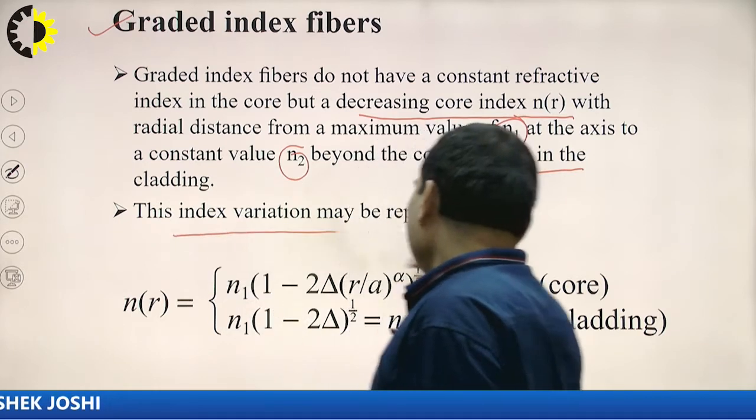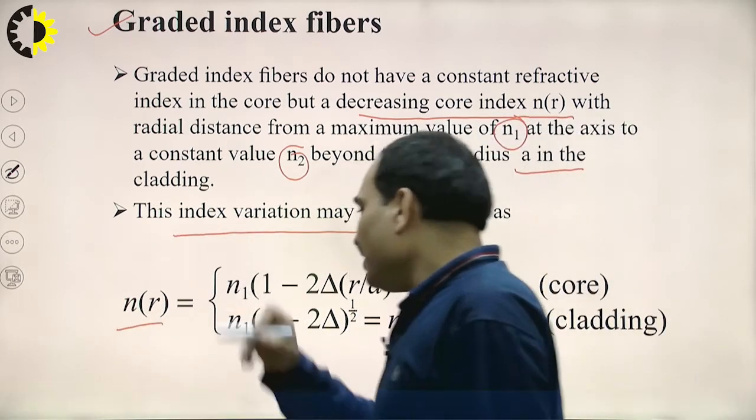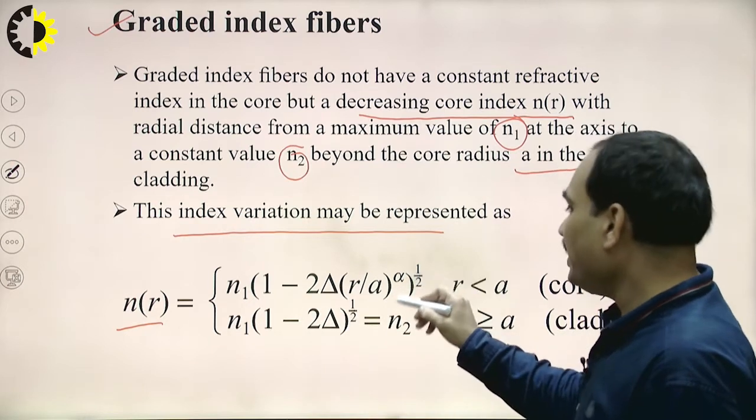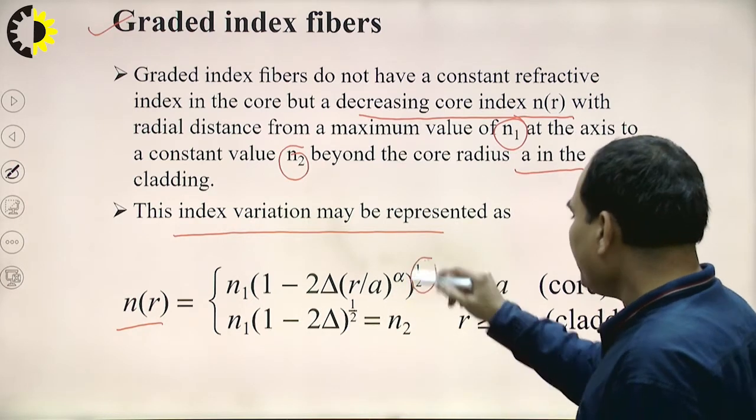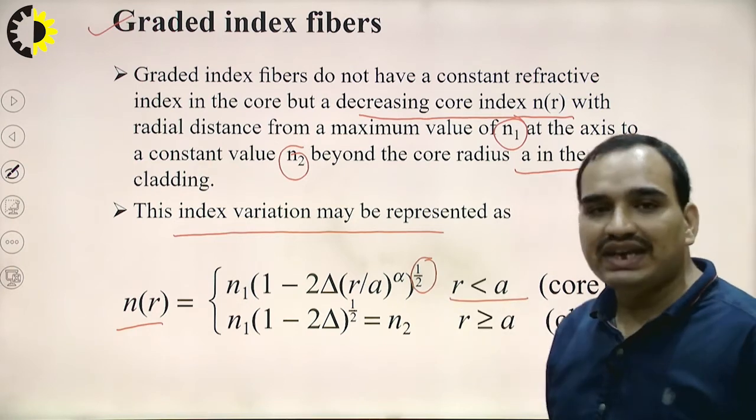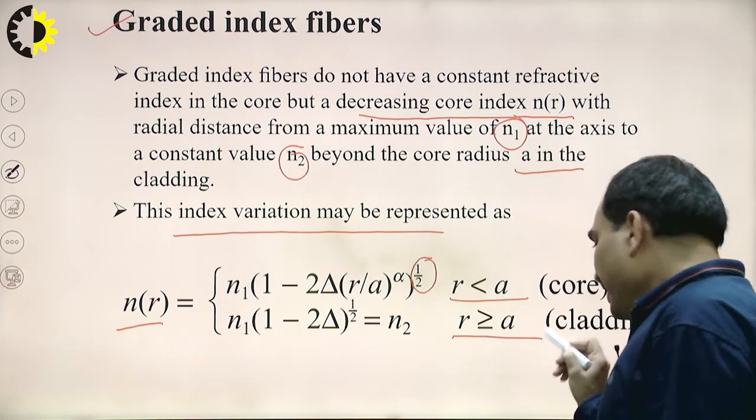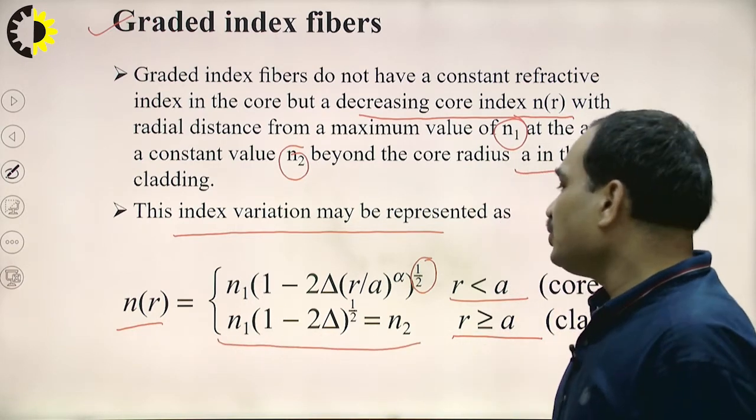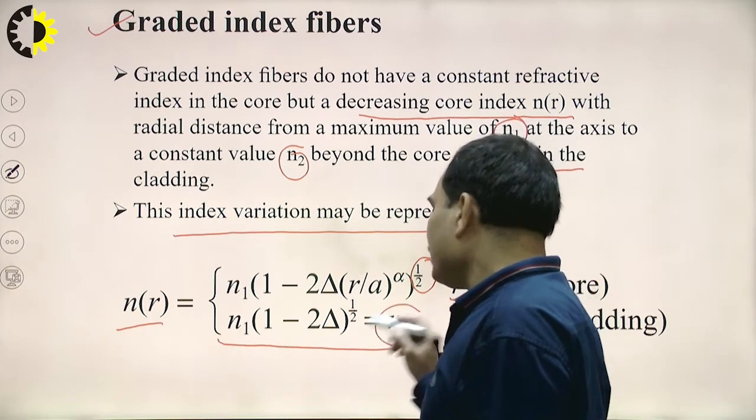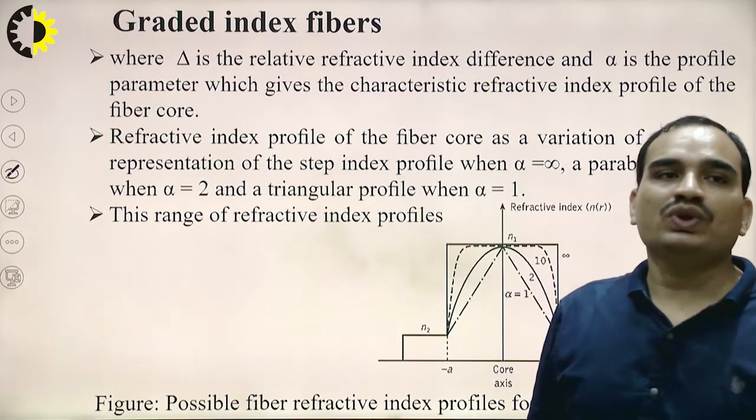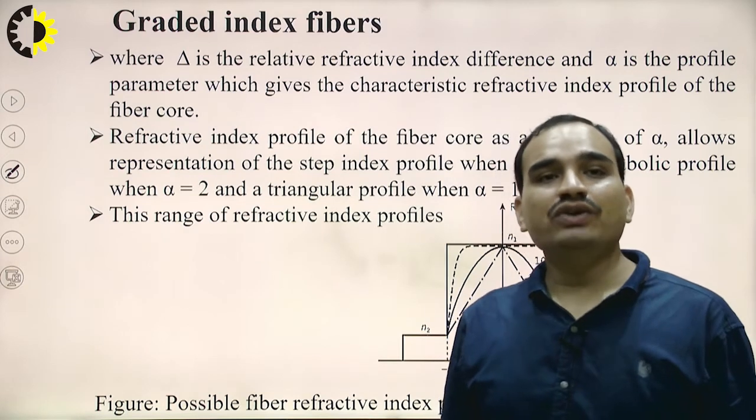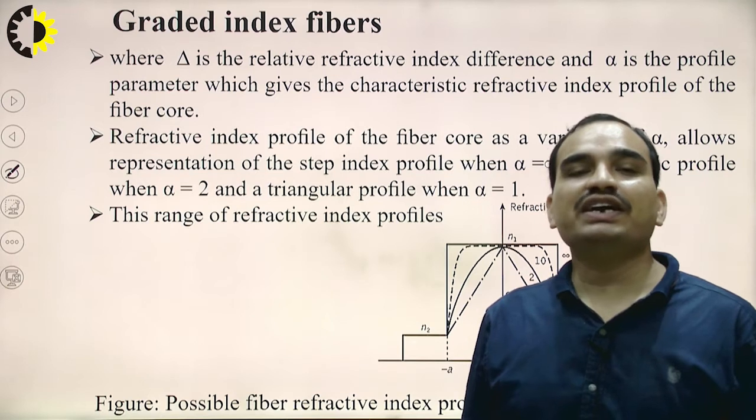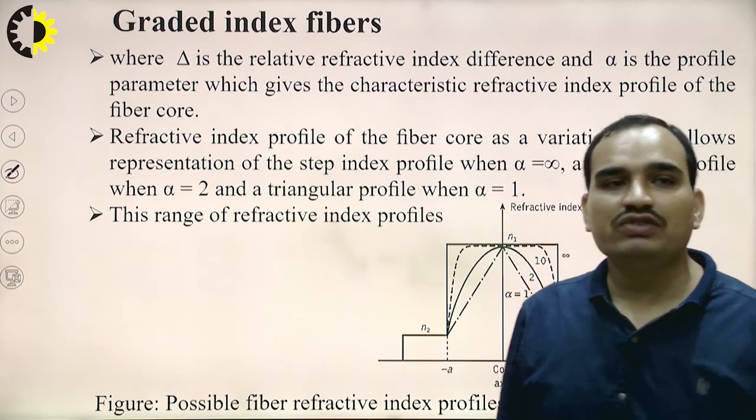So the index variation may be represented as, so we have n(r) equals n1 times (1 minus 2 delta (r by a)^alpha)^(1/2) for the core, that is r is less than a. For r greater than a, in case of the cladding, we have n1 times (1 minus 2 delta)^(1/2), that is equals to n2. Where delta is the relative refractive index difference and alpha is the profile parameter which gives the characteristic refractive index profile of the fiber core.